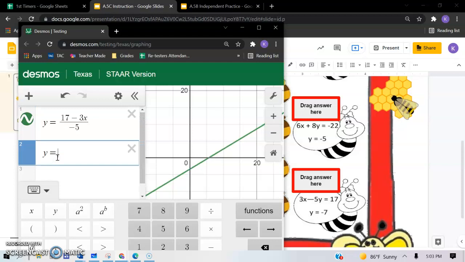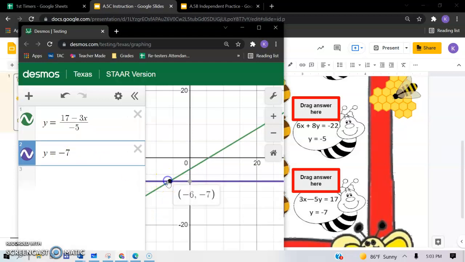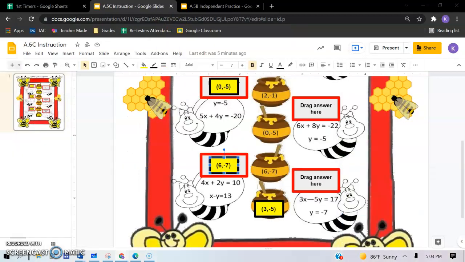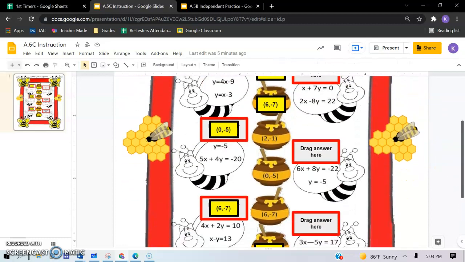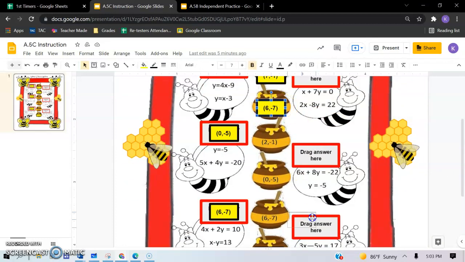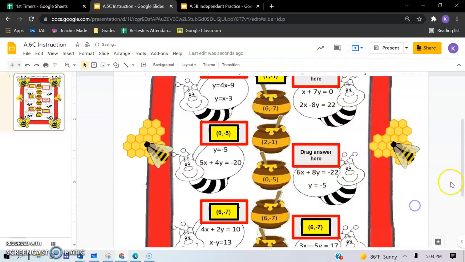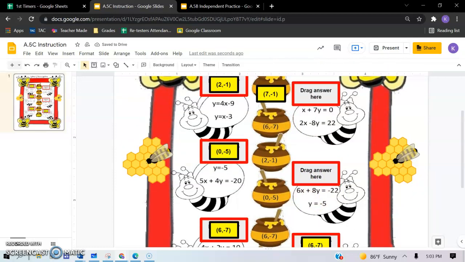And then this one, it's y equals. We like it when it's like that because we can just type it out. And then click on where they cross, which is -6, -7. So I'm just going to go up here and look for -6, -7. I found it. So I'm just going to click and drag. And there we go. So now let's try this one right here.